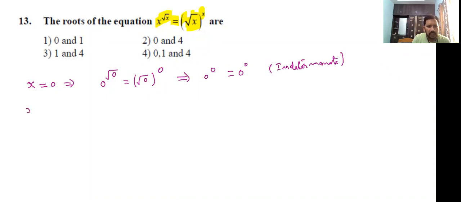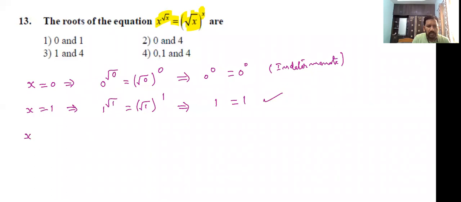Go to x is equal to 1. Substitute 1 power root 1, and root 1 power 1. 1 power root 1 is 1. Root 1 power 1 is 1. Yes, it is satisfied.